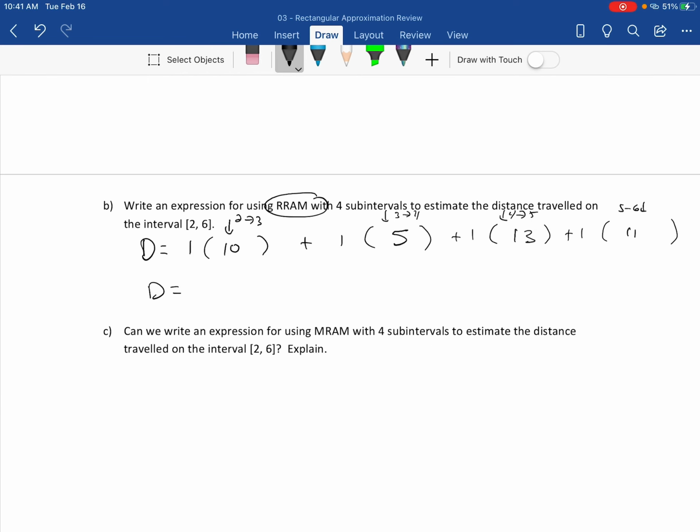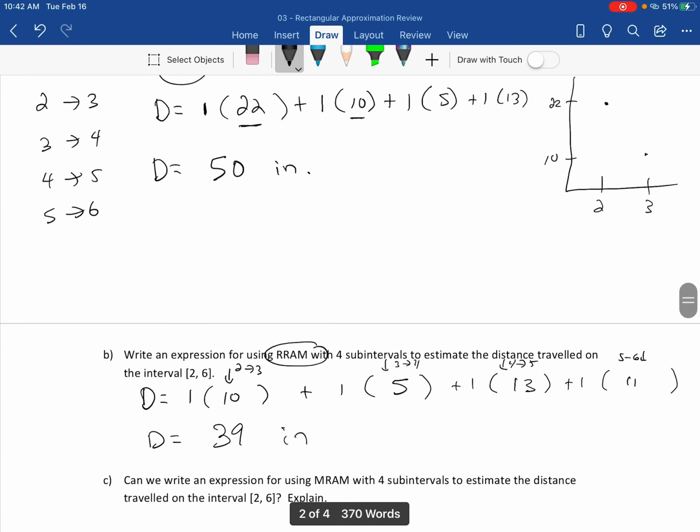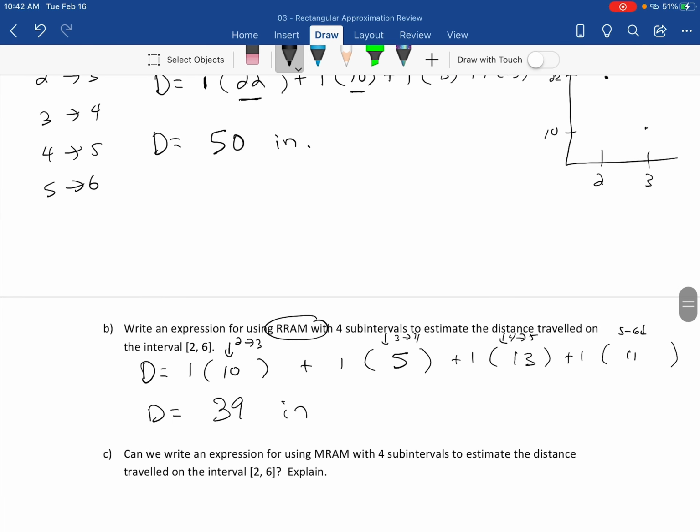So my total distance here is what? 10 and 5 and 13 and 11. And I get 40 when I add all those up. Oh, no, 39. Let's see. 15, 28, 39. Yeah, 39 inches. Okay, so up here my estimate was 50, but down here my estimate is 39. The actual answer is probably somewhere in between those two, but now I've got an upper and a lower to work with.